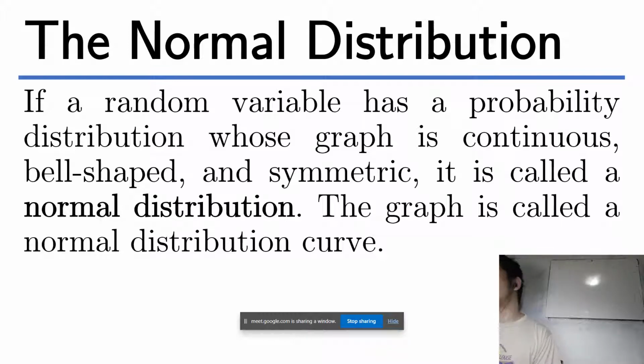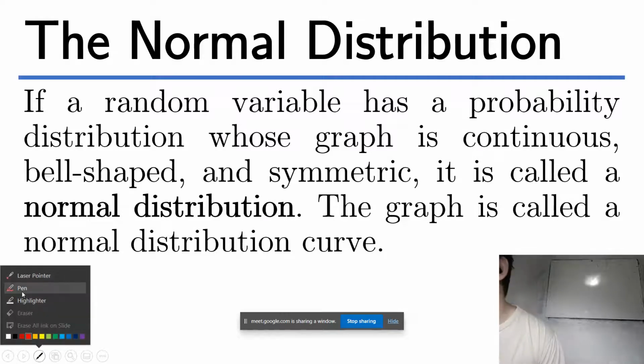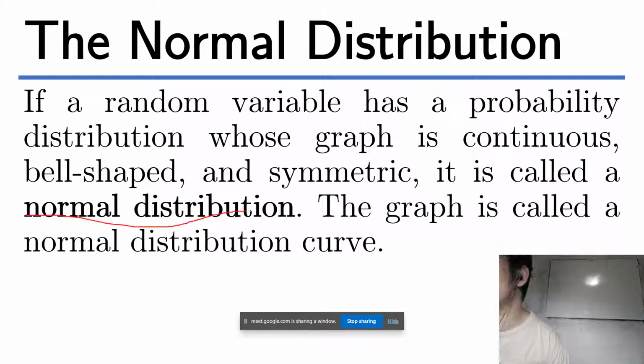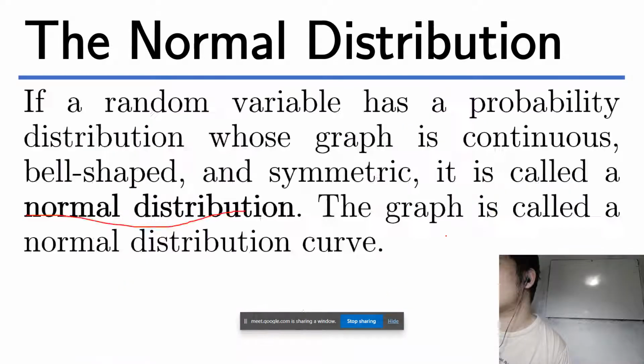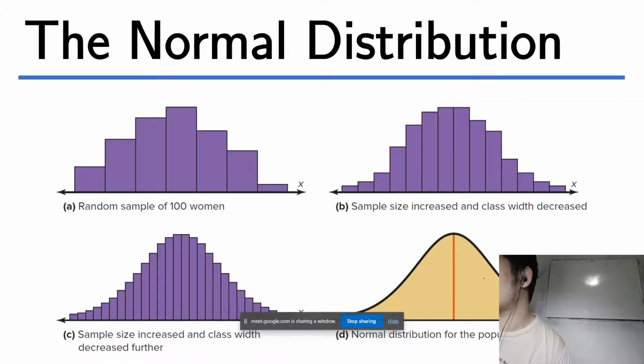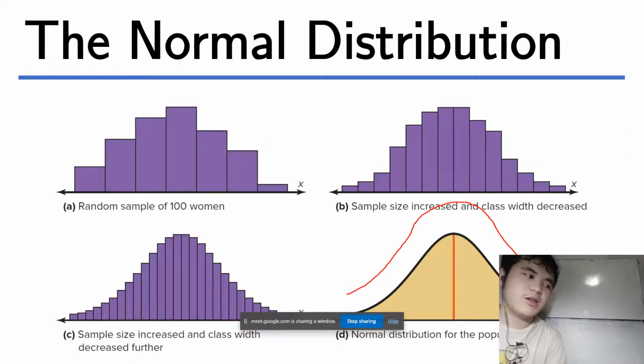If a random variable has a probability distribution graph that is continuous, bell-shaped, and symmetric, it is called the normal distribution. The graph is called a normal distribution curve because it is symmetric and smooth. You'll know more about the properties later. It's a probability distribution too.